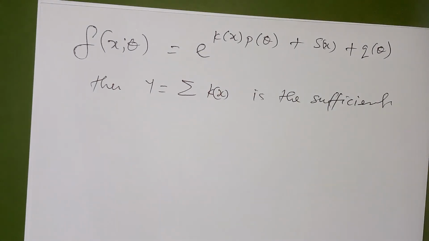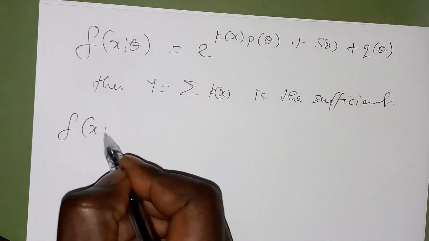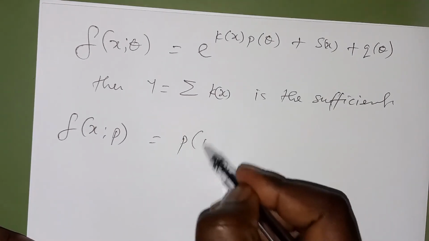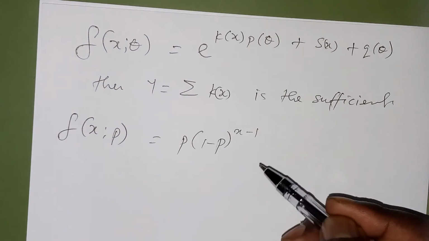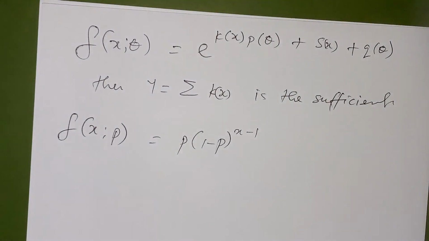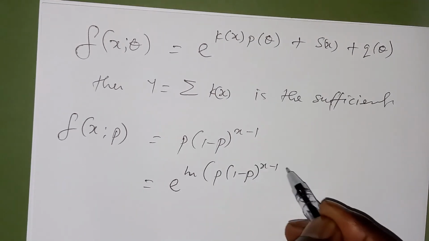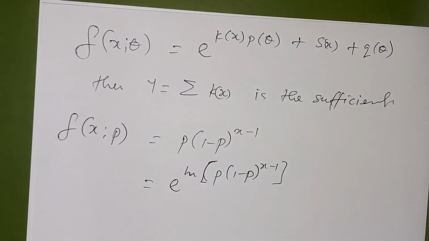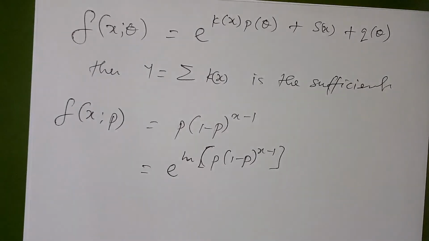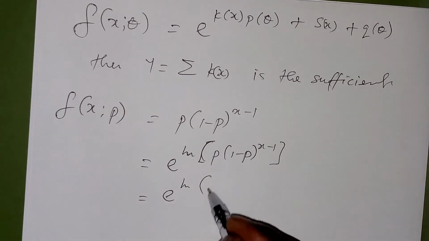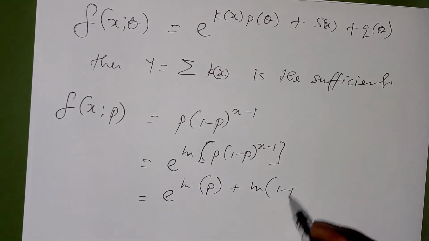For the geometric distribution we have f(x), where the parameter here is p, so f(x) = p multiplied by (1 - p) to the power of x - 1. To express this in exponential form, we say this is equal to e to the ln of p multiplied by (1 - p) to the x - 1. This is how we get to the exponential form. Going on with our expression, applying the laws of logarithms, we say e to the ln p + ln (1 - p)^(x - 1).